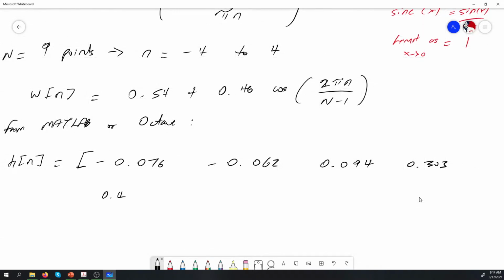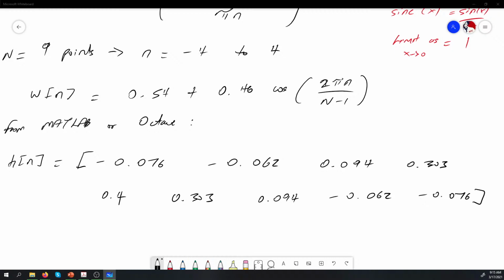Then we have 0.303 because of the mirror effect by using these things, 0.04, negative 0.02, and minus 0.